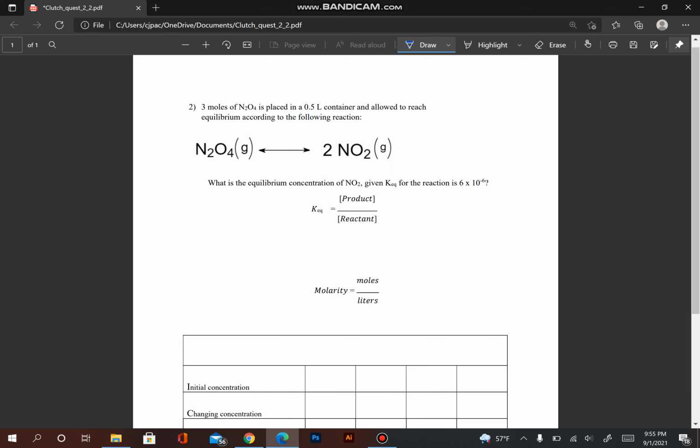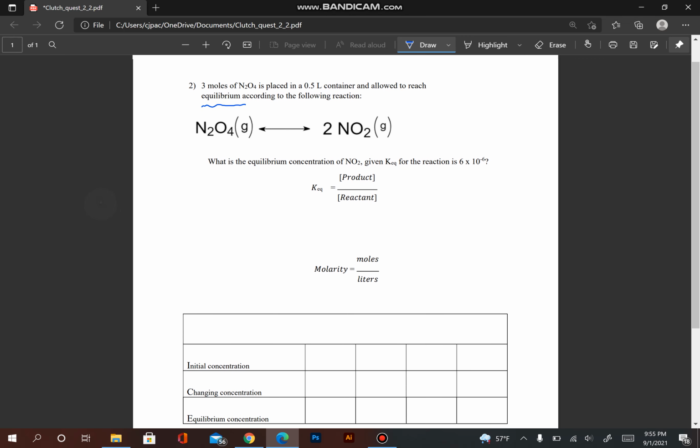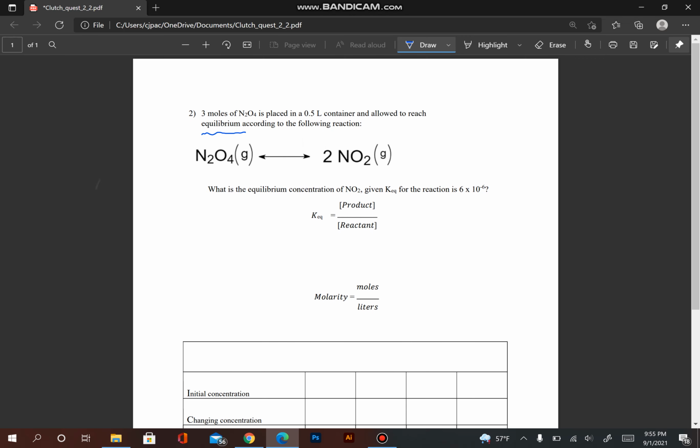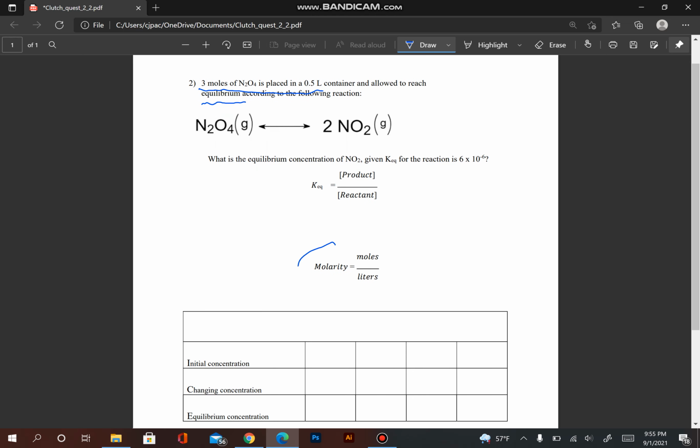So here we have a problem that has been able to reach equilibrium. That means that we can use KEQ and find equilibrium concentrations using an ICE table, which I created down here for us. And also in the first sentence, there is mention of moles and liters right here, which can actually be used to find the molarity. And I've written the formula right here.